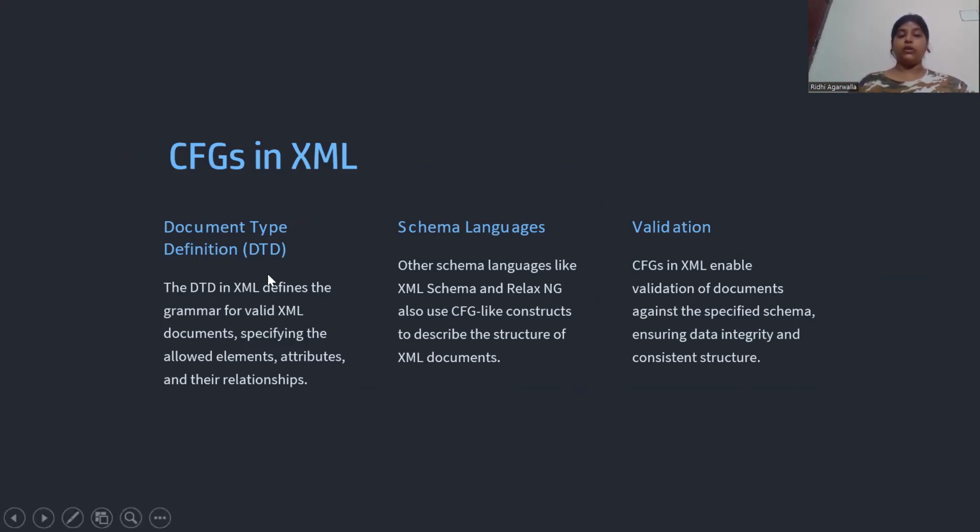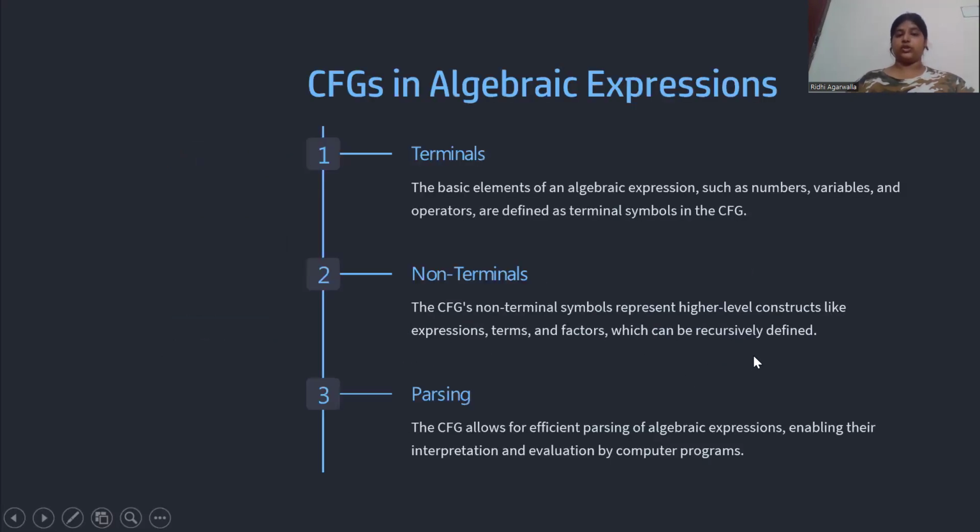So how is it stored? It may be in the document type, or it can be of schema type, which can be stored in the form of RELAX NG, and it also uses CFG-like constructs to describe the structure of XML documents, and then does the validation against the specified schema, ensuring data integrity and consistent structure.